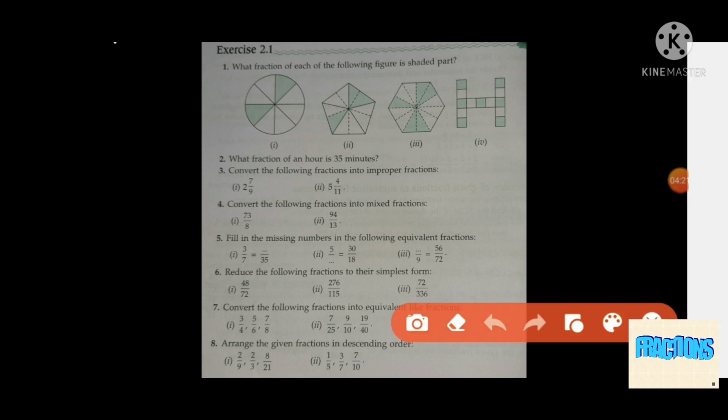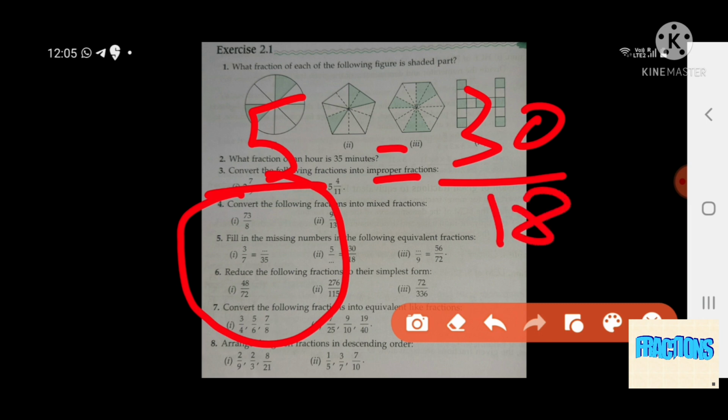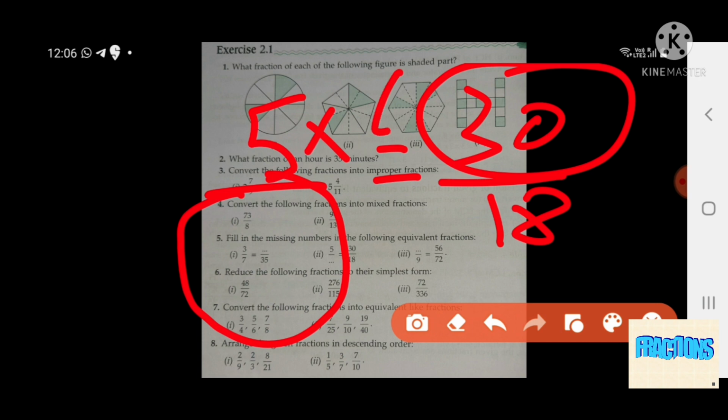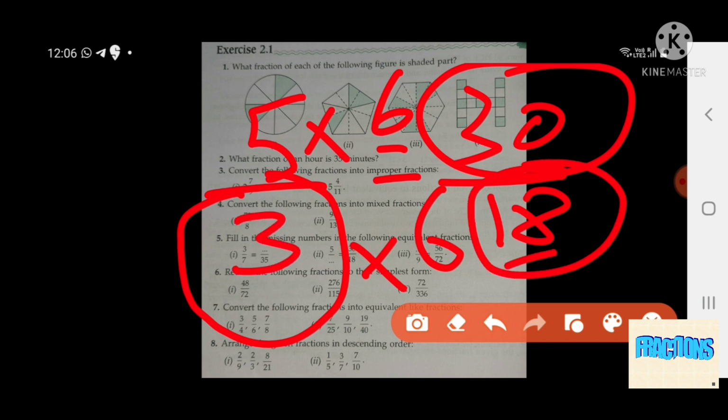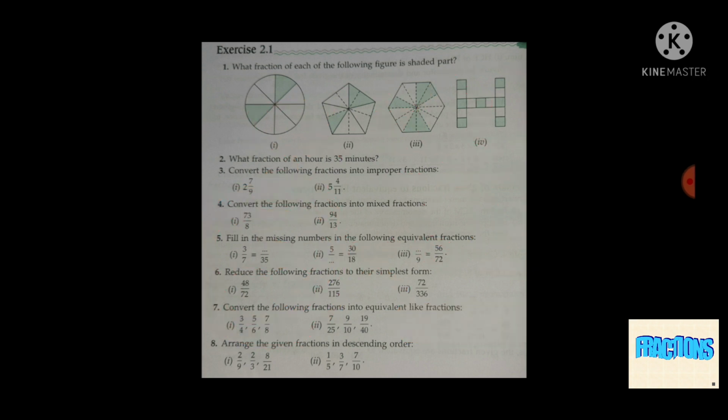Let's do the second one. It is 5 upon something equals 30 upon 18. In this we have to find the denominator. So from how much are we multiplying to get this? We multiply by 6, and we have to multiply by 6 here too. And in which table do we multiply by 6 to get 18? From 3. The answer will be 18, so here will be 3. So 5 upon 3. The next one you have to do by yourself.